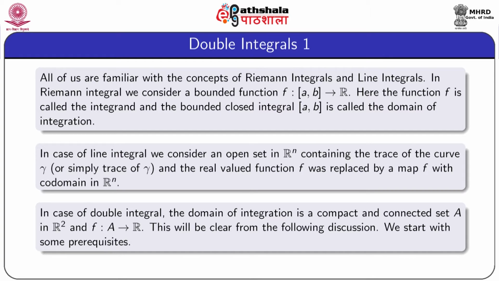In case of line integral, we considered an open set in Rn containing the trace of a curve gamma. And here the real valued function f was replaced by a map f whose codomain was a subset of Rn. In case of double integral, the domain of integration is a compact and connected set A in R2 and f is a map from A to R. This will be clear from the following discussion, but let us start with some prerequisites.